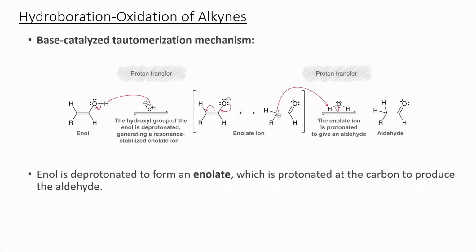The base will remove a proton from the oxygen, and then the enolate anion that is formed has a resonance structure which will put a negative charge on the beta carbon. The beta carbon can then deprotonate a molecule of water to form the aldehyde.